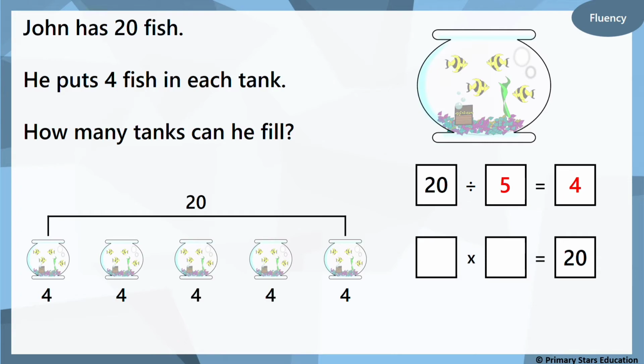Now, if we remember, I see here that we have 1, 2, 3, 4, 5. I've got 5 groups with 4 in each group. So go back to our multiplication. 5 times 4 equals 20.